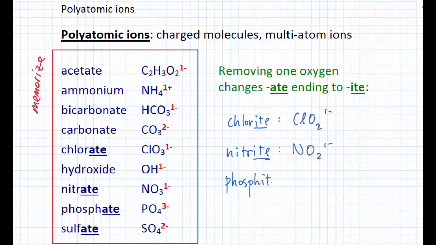Phosphite, PO3. What charge? Yeah, same charge. Sulfite, SO3 2 minus. Okay, so that works. So I don't have those on the list because you automatically know either way. If you run into an -ite, it will have one fewer oxygen than the -ate that you memorized. If you run into something like NO2 with a 1 minus charge, you will know that that's one fewer oxygen than the NO3 1 minus that you memorized.